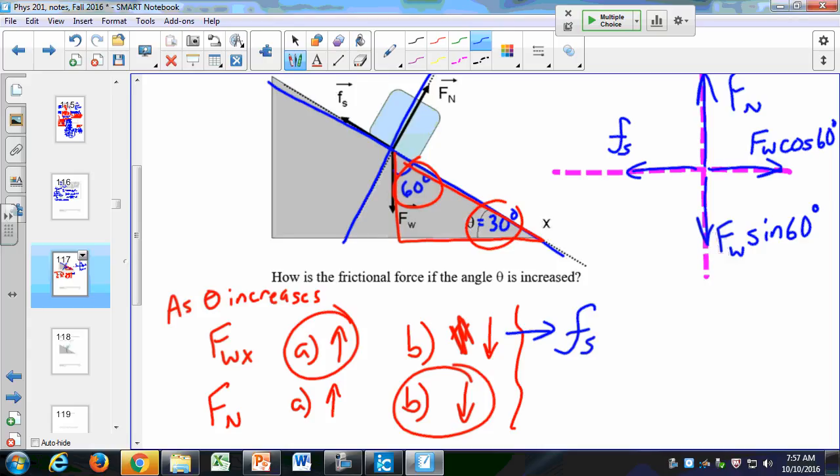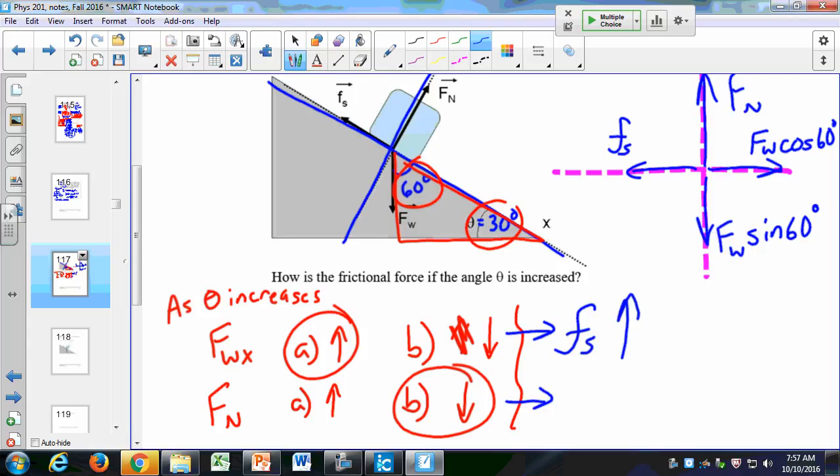Or what, Brennan? Increase is right, the static frictional force will increase. Because look, Fw cosine 60, that is Fwx, minus Fs equals 0. These two are equal in magnitude, opposite in direction. So as this increases, this also increases. So this will cause it to increase.